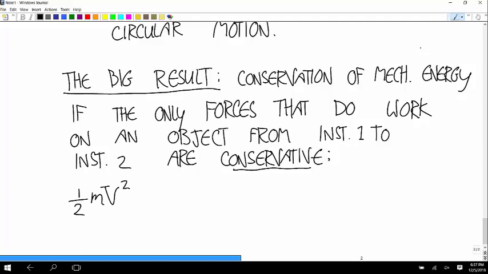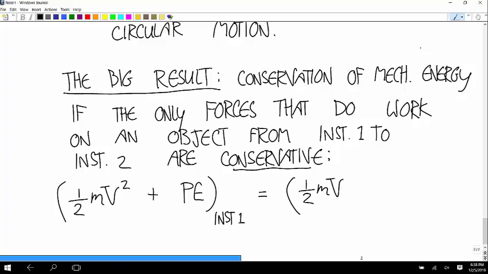did I define that last time? Kinetic energy? I did? Okay. I hope so. Well, we'll get some practice with it. But anyways, this is the kinetic energy plus the potential energy at instant 1. That has to be equal to the sum of the kinetic energy plus the potential energy at instant 2.